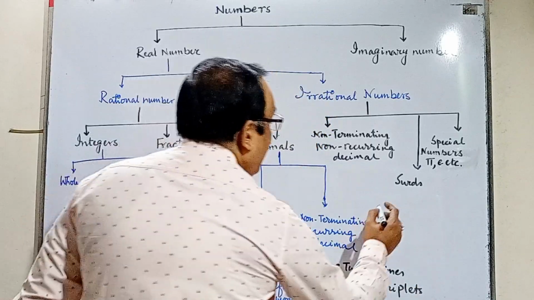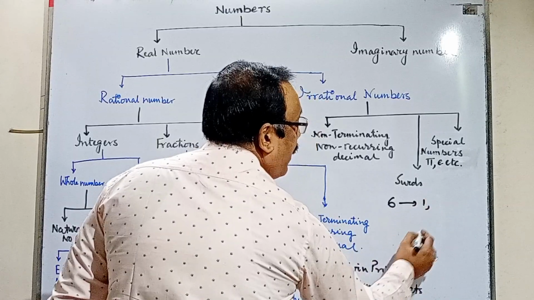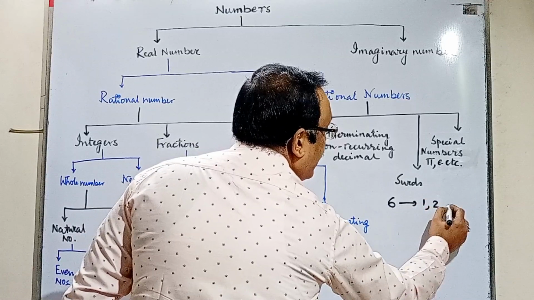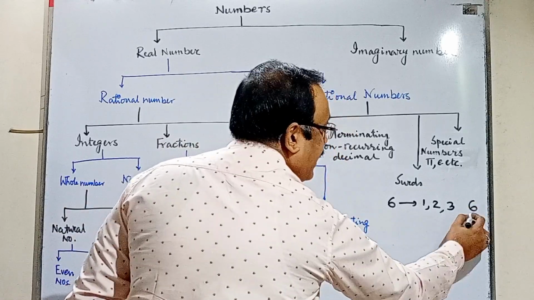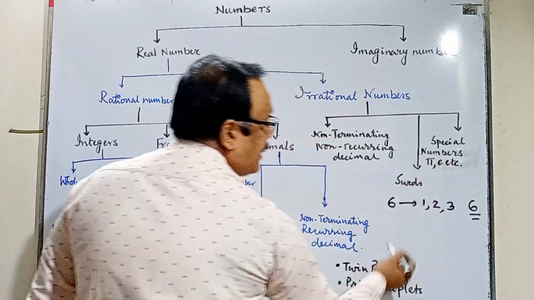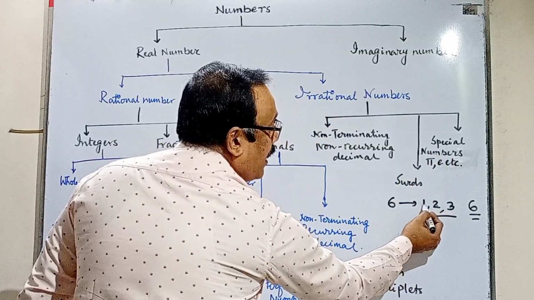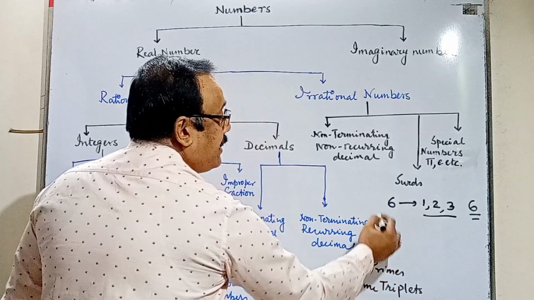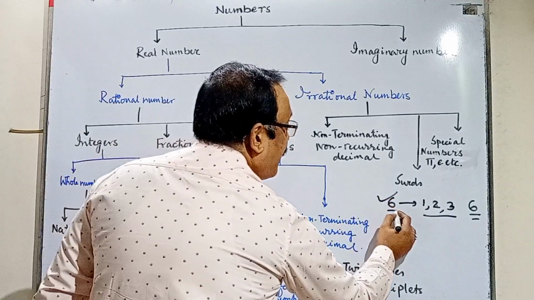Like, say if I take 6, what are the factors of 6? 6 can be divided by 1, it can be divided by 2, it can be divided by 3, and of course it can be divided by 6. We are not taking this. Apart from the number itself, these are the leftover factors. If you add them, 3 plus 2 plus 1, 3 plus 2 is 5, 5 plus 1 is 6. So it will be equal to the number. So 6 is a perfect number.